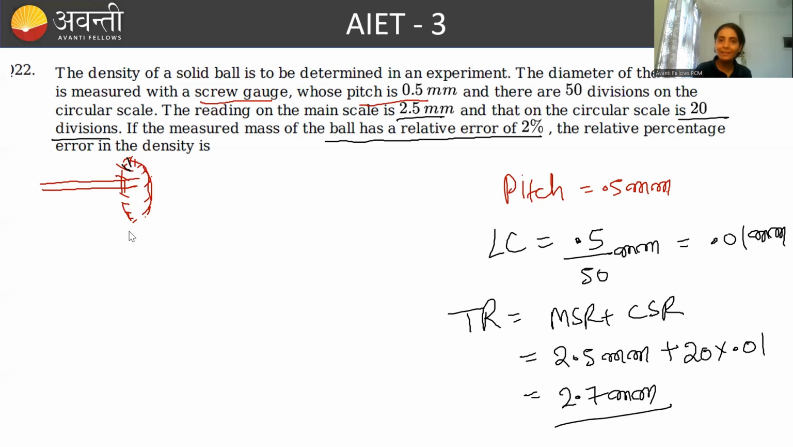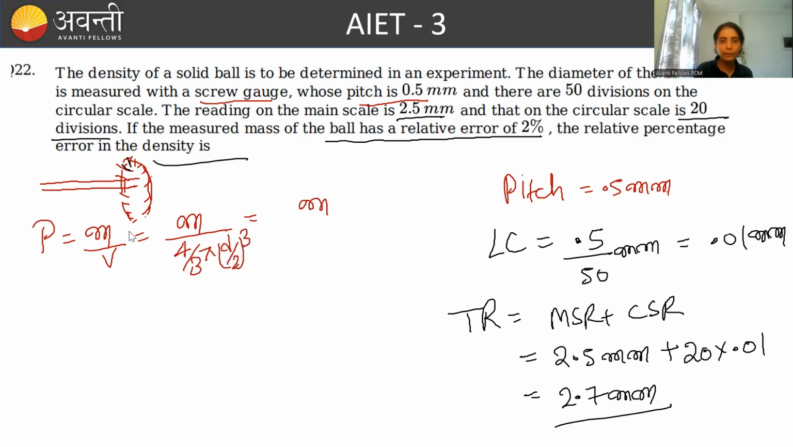mass में relative error कितना है? 2%. The relative percentage error in the density. So density को आप कैसे लिखते हो? Density आप लिखते हो mass per unit volume. Volume क्या होगा? Ball है, so sphere का volume लेना होगा 4/3 pi. Diameter if we are talking about, so d by 2 का whole cube. So it will become m by, all these are constant. What will remain? What variable will remain in the denominator? d cube, and rest is a constant.